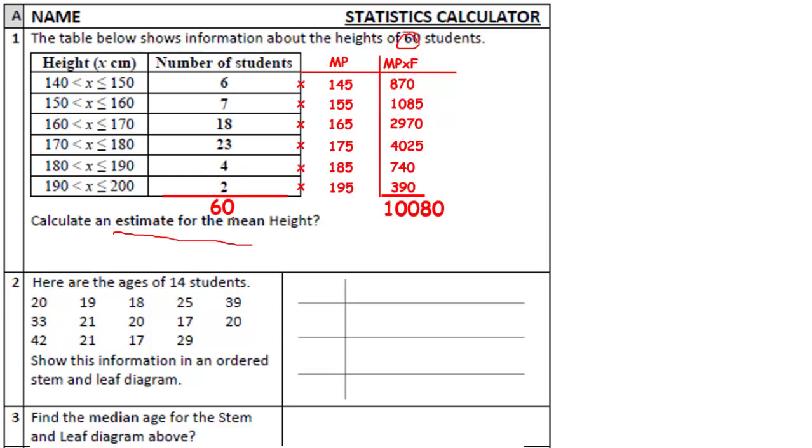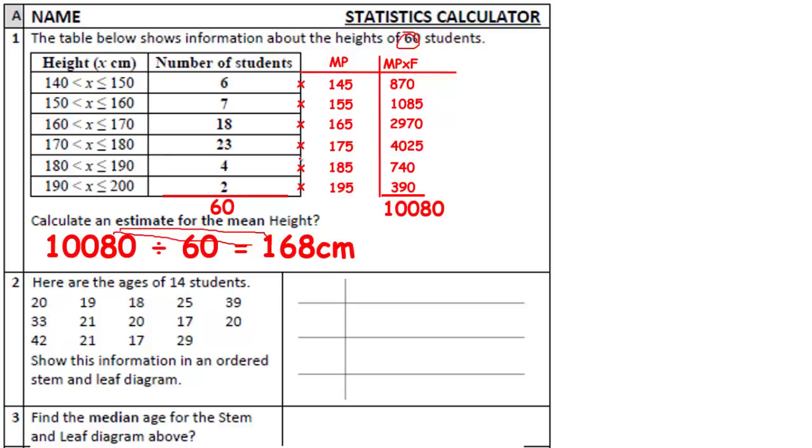Your final answer is going to be the total midpoint times frequency, this one here, 10,080, divided by 60, and I've got an answer of 168. Very likely you're going to get a question of this type. Make sure you understand it, and as I said, the keywords you're looking for is the fact that it says estimated mean, right? Make sure you're actually aware of that.